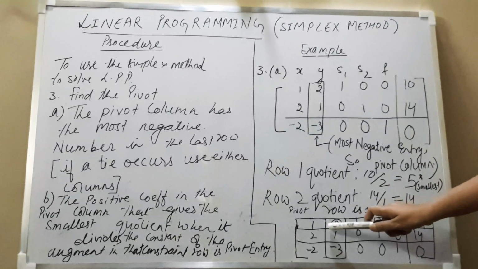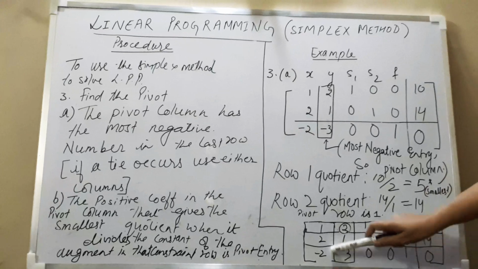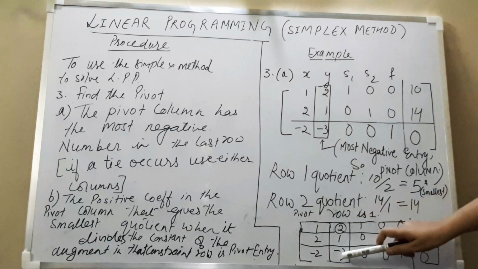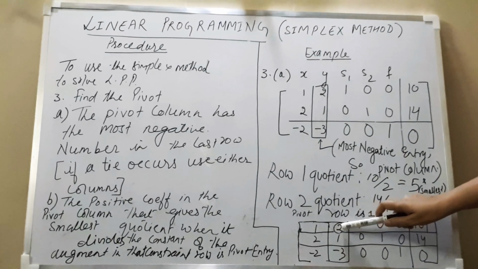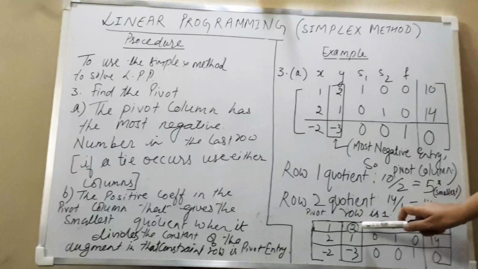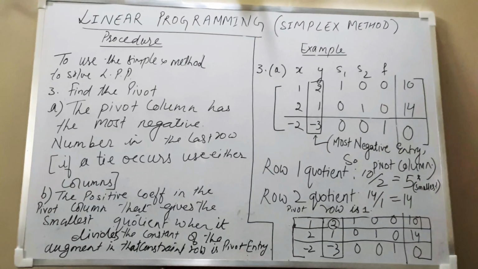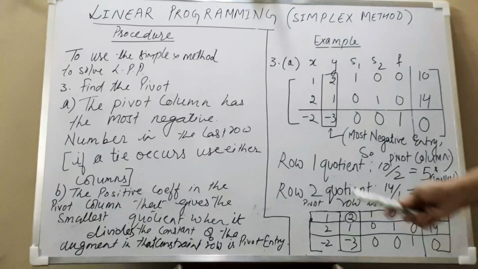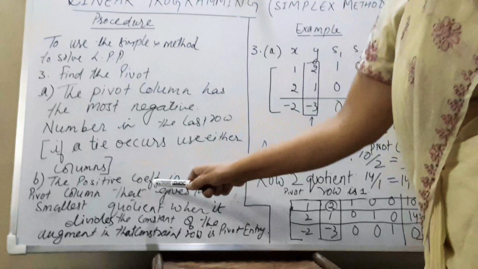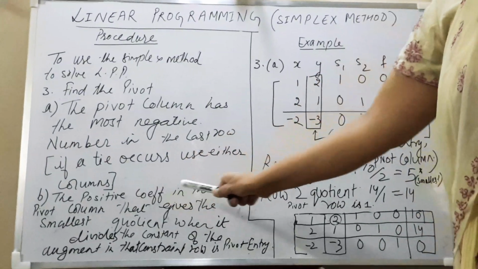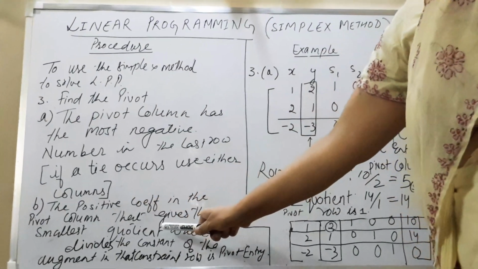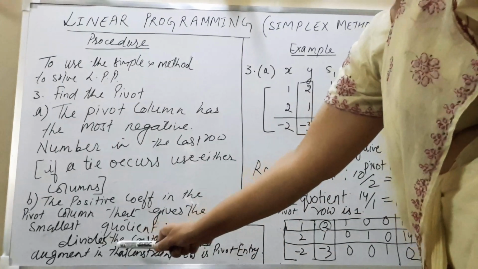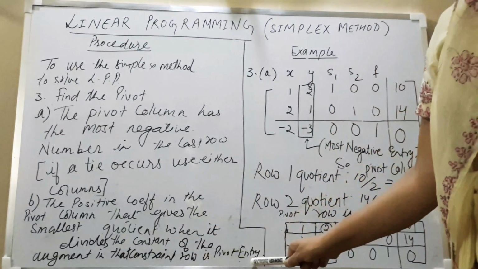Then we will circle the pivot entry. This is a pivot column, and because the row 1 constraint is the pivot row constraint, this 2 becomes the pivot entry, which we will circle. Next, we can see that the positive coefficient in the pivot column that gives the smallest quotient when it divides the constant of the augment in that constraint row is the pivot entry.